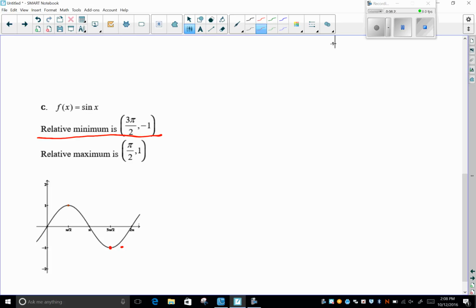If I draw in my tangent, the slope at that point is equal to 0. And a relative maximum at pi over 2 comma 1. Again, we draw in our tangent line, and the slope of that tangent line is 0 also.